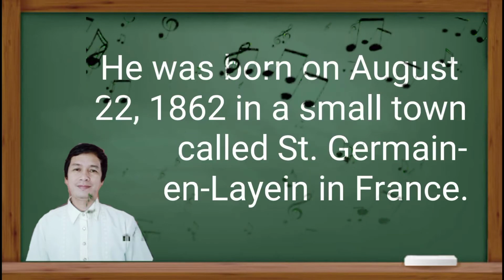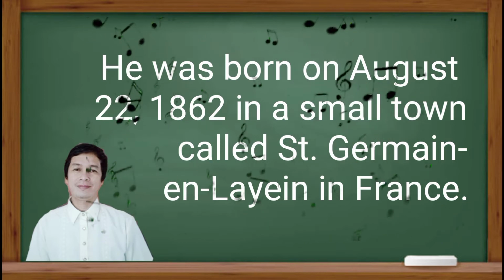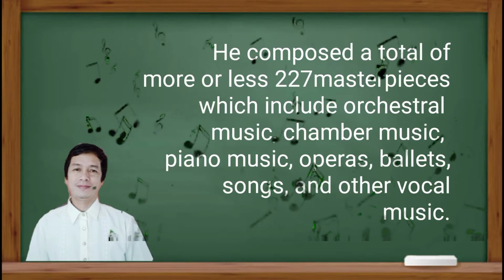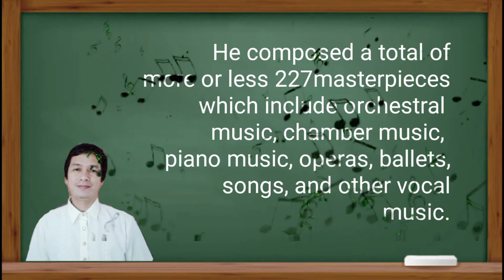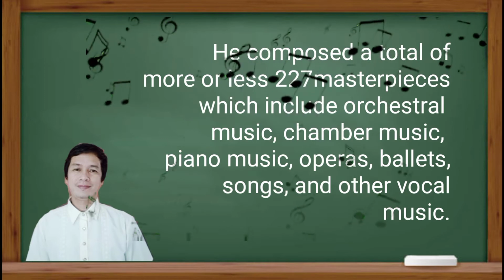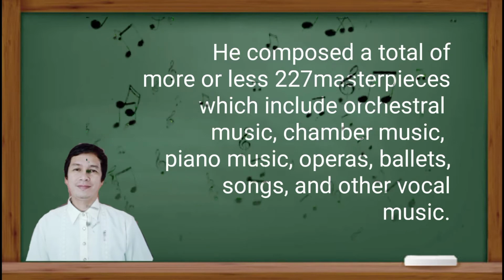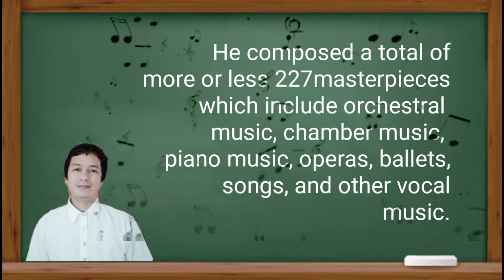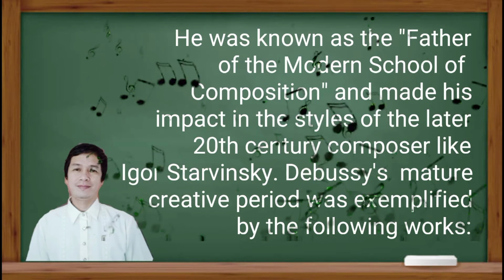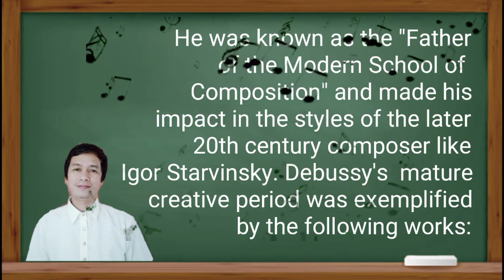He was born on August 22, 1862, in a small town called Saint-Germain-en-Laye in France. He composed a total of more or less 227 masterpieces, which include orchestral music, chamber music, piano music, operas, ballet, songs, and other vocal music. He was known as the father of the modern school of composition and made his impact in the styles of the later 20th century composer like Igor Stravinsky.